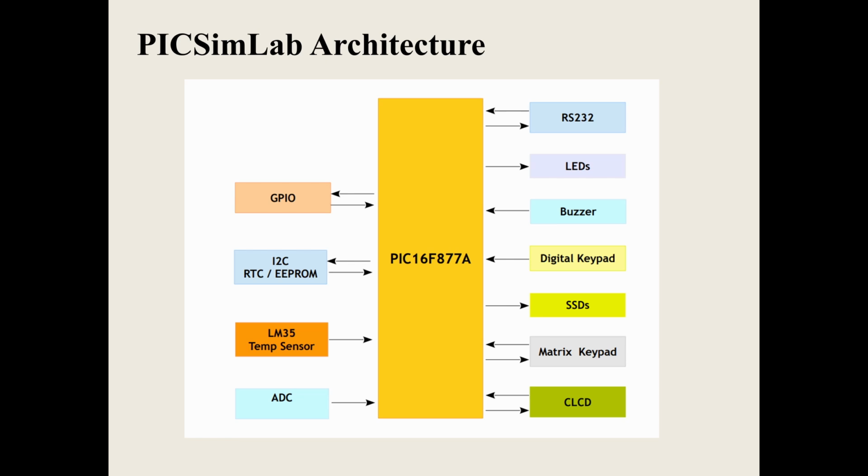Here is a PIC SimLab architecture. As you can see, there are various components like LM35 temperature sensor, I2C, GPIO, ADC, buzzer, LEDs, matrix keypad, CLCD, SSD, etc. The arrows facing opposite to each other are bidirectional arrows which represent that a component can receive and transfer data to the microcontroller.